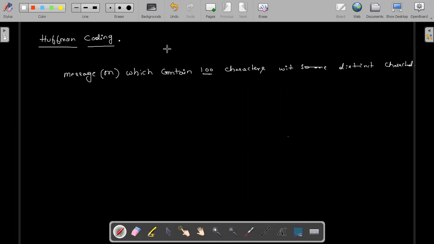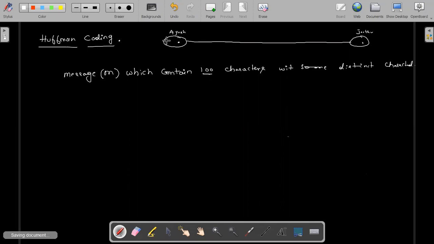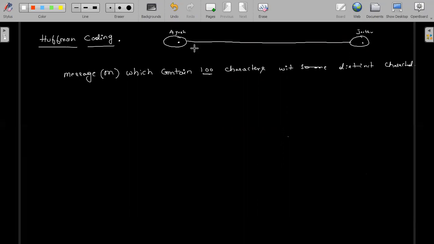One big message they are sending. Here is a sender, consider Ayush. Here is the receiver, that is Jitu. From here to here we are sending a message, and it has to reach here. Maybe that message consists of 100 characters. I don't know what that message is, it is left to you. It consists of 100 characters, that is the reason I have given this.